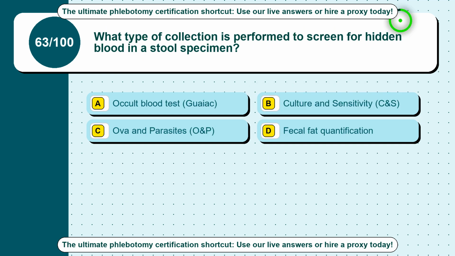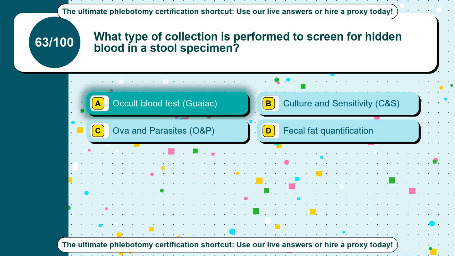Question 63. What type of collection is performed to screen for hidden blood in a stool specimen? Option A, occult blood test, gFOBT. Option B, culture and sensitivity, C&S. Option C, ova and parasites, O&P. Option D, fecal fat quantification. The correct answer is option A, occult blood test.